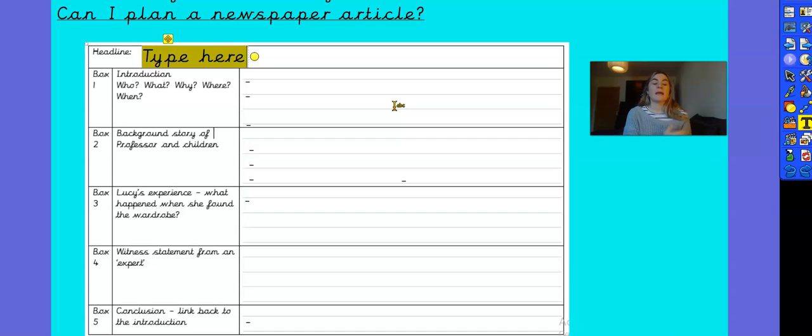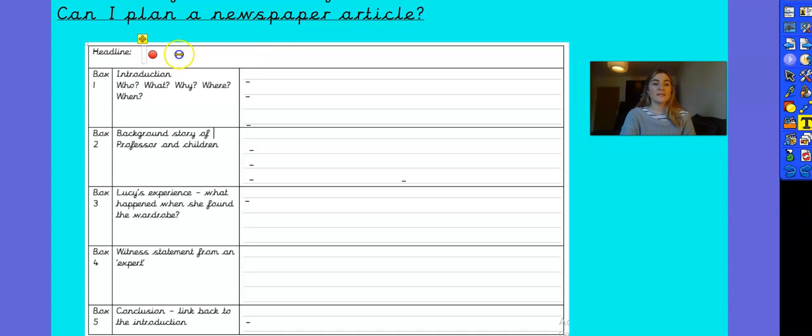So you could have next the backstory of the professor and the children, paragraph 3, Lucy's experience of what happened when she found the wardrobe. So we could include a quote from Lucy, so we can use some punctuation, some speech marks. And paragraph 4, a witness statement from an expert. So that might be a scientist or an expert that believes in magical things, magical artifacts. And lastly, we've got our conclusion, so link it back to the introduction and maybe ask a question to the reader. Okay, so let's have a look at writing a headline first.